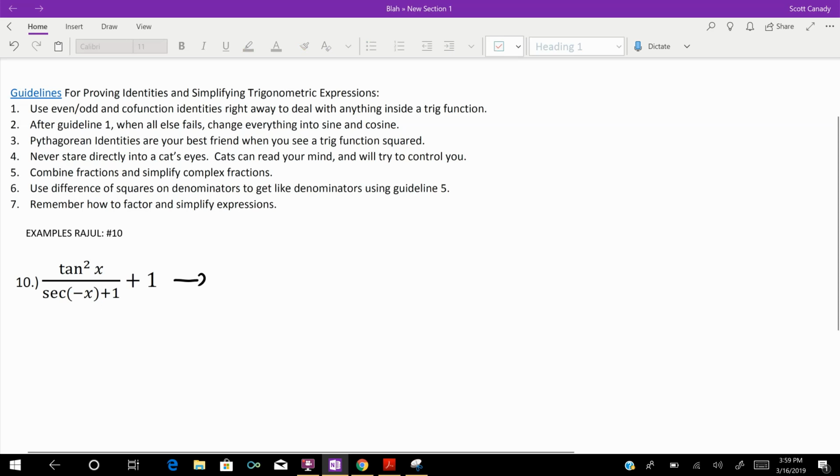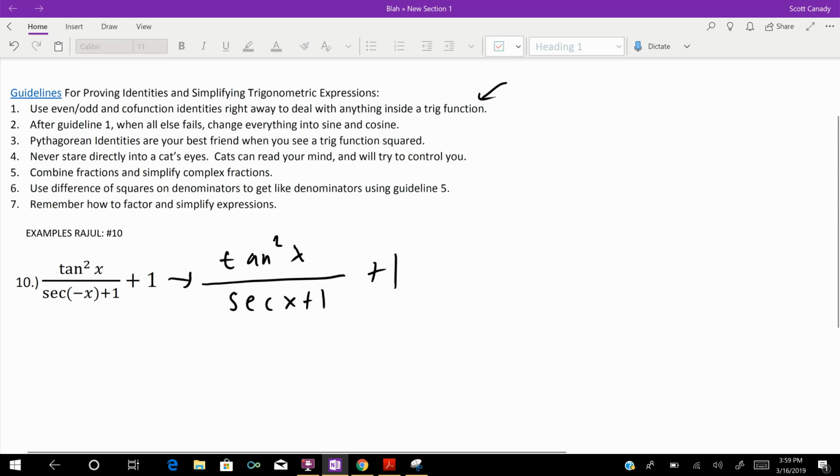It looks like we're going to use guideline number 1 right away because we've got an even identity that we have to deal with right here in the form of secant of negative x. So let's go ahead and take care of that right now. So that becomes tangent squared x over secant x plus 1 plus 1.